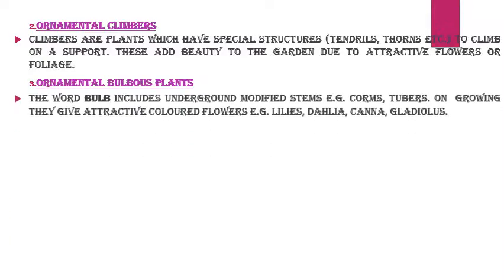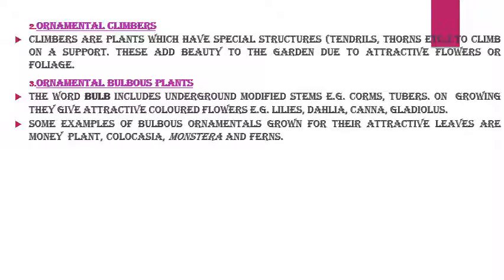Ornamental climbers. Climbers are plants which have special structures, tendrils, thorns, etc. to climb on a support. These add beauty to the garden due to attractive flowers or foliage. Ornamental bulbous plants. The word bulb includes underground modified stems, for example corms and tubers. On growing, they give attractive colored flowers. Lilies, dahlia, canna and gladiolus. Some examples of bulbous ornamentals grown for their attractive leaves are money plant, colocasia, monstera, and ferns.